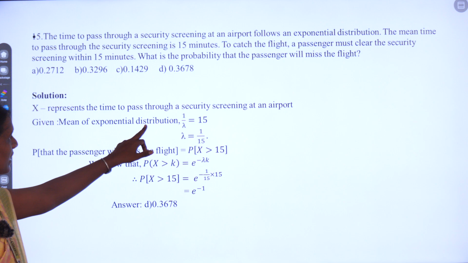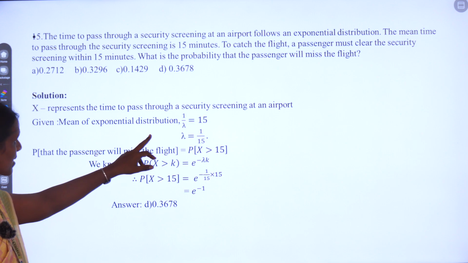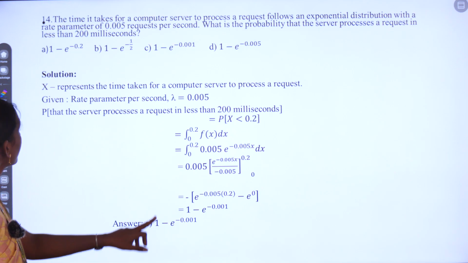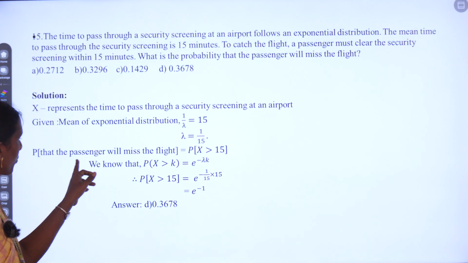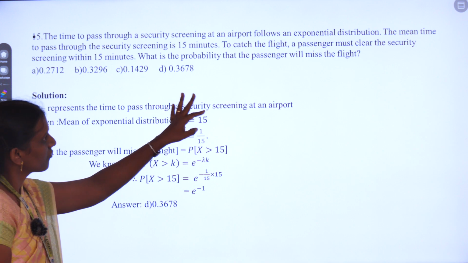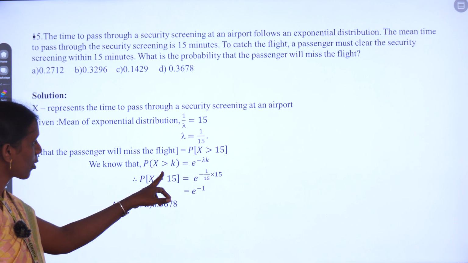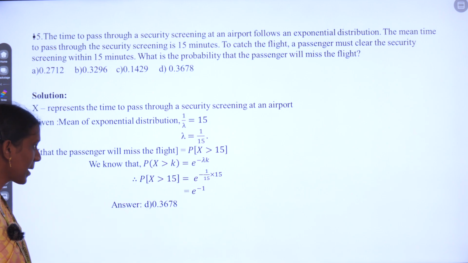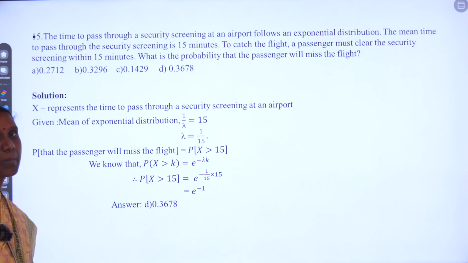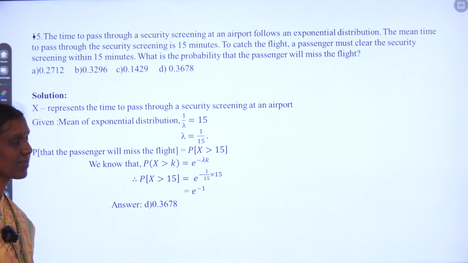Here x represents the time to pass through a security screening at an airport. The mean of the exponential distribution is given to be 15, that is 1 by lambda is equal to 15, so lambda is equal to 1 by 15. We have to find the probability that the passenger will miss the flight, which is p of x greater than 15. We use the formula probability of x greater than k is equal to e power minus lambda k. So k is 15 and lambda is 1 by 15. When you substitute, we get the answer as e power minus 1. Therefore the answer is option B. We know the value of e power minus 1 is 0.3678.